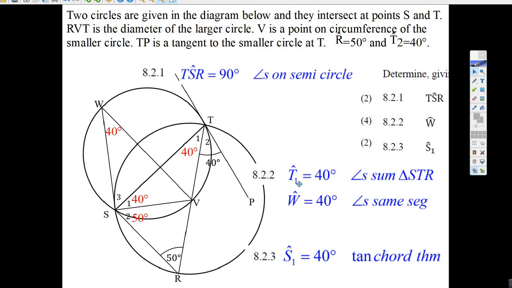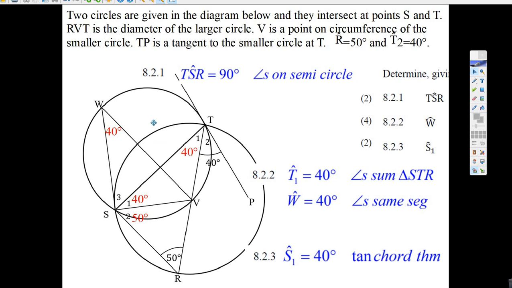Let's find angle W. Angle W right there. Well, if we could get this angle, T1, we'd be in good shape. And it looks to me like if that's 90 degrees and that's 50 degrees, T1's got to be 40 degrees because the angles sum in triangle STR.